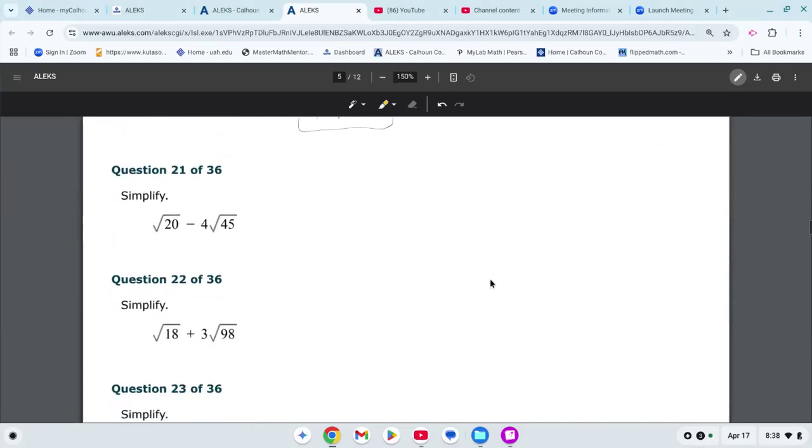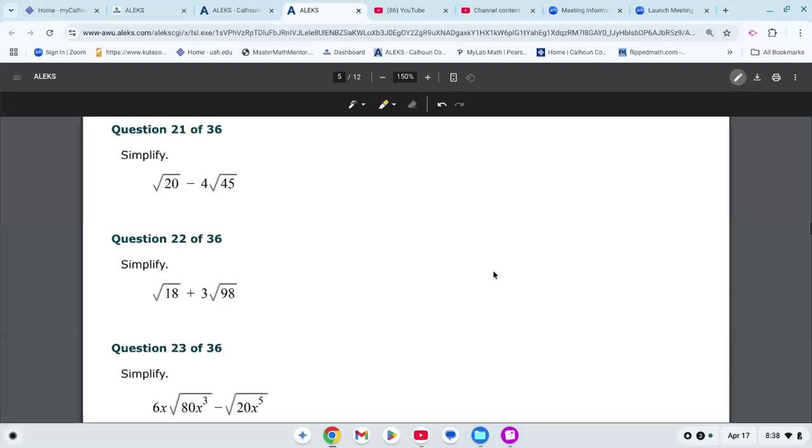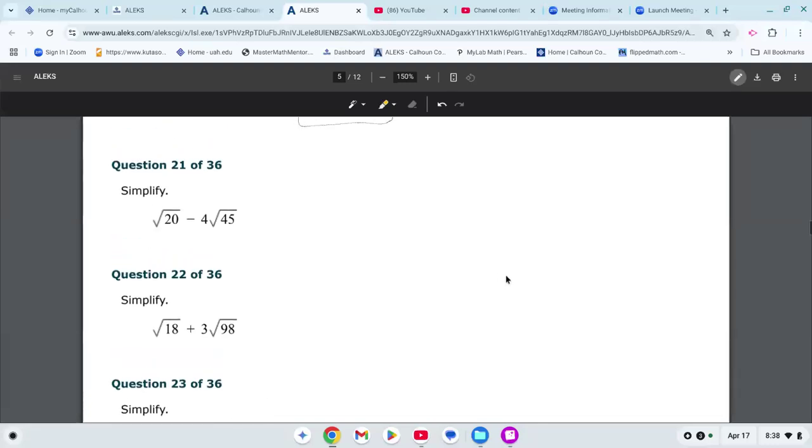For number 21 and number 22, and even number 23, for adding and subtracting, it looks like I can't add a square root of 20 and a square root of 45, but the square root of 20 and the square root of 45 can be broken down. So square root of 20 can be broken down into 4 times 5, which becomes 2 square roots of 5. So I end up with 2 square roots of 5 for the square root of 20. And then remember, you do have that negative 4 out in front, so keep that in mind. When I break up 45, I think I told you the trick.